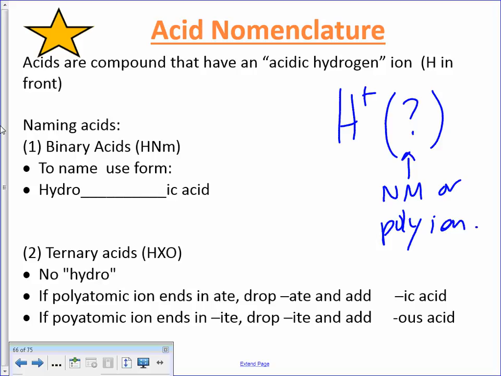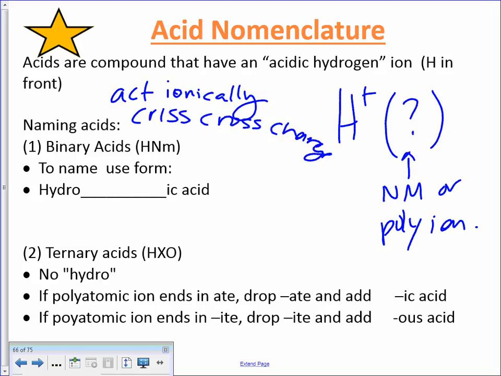And I don't know if you noticed, there's a plus sign there. So actually, acids act ionically. They act ionically because they are bound together and crisscross charges, just like ionic bonds do, okay? So you must crisscross charges, just like ionic. I'll give you a second to catch up, because there's a little outline here of what we're going to talk about.